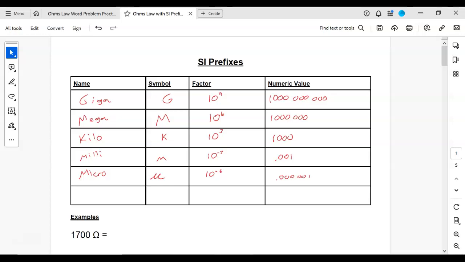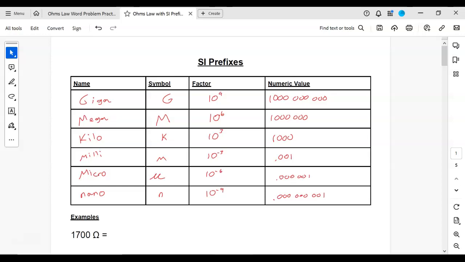All right, the last prefix that we're going to be using in this class is going to be nano. Again, the symbol for this is a lowercase letter, a lowercase n. And we're going in powers of 3, so this is going to be times 10 to the negative 9th power. If we're looking at numeric values, this is 0.000000001. All right, so those are the prefixes we're going to be using.